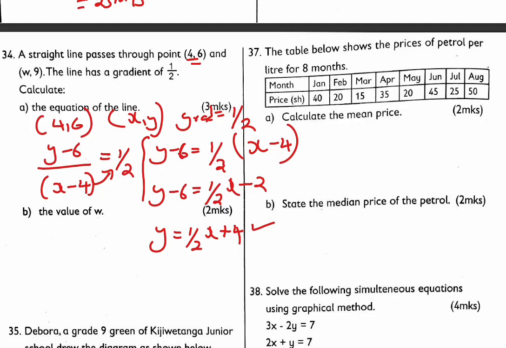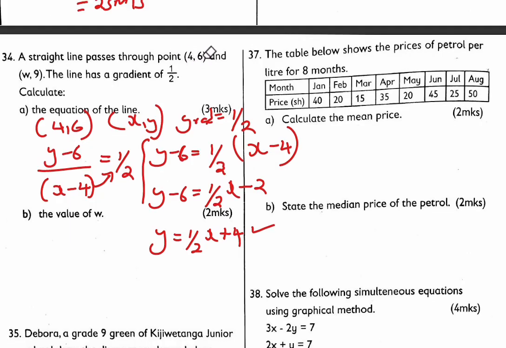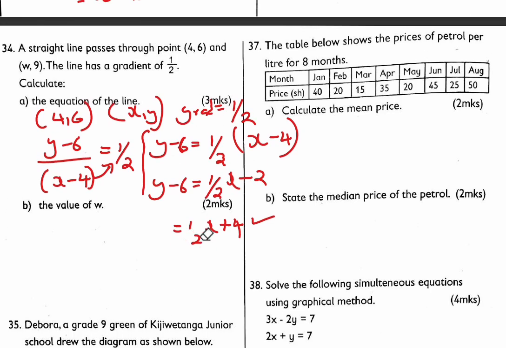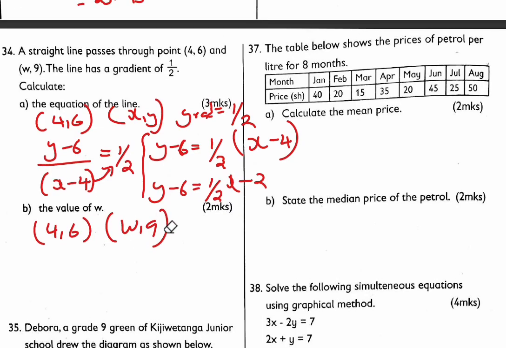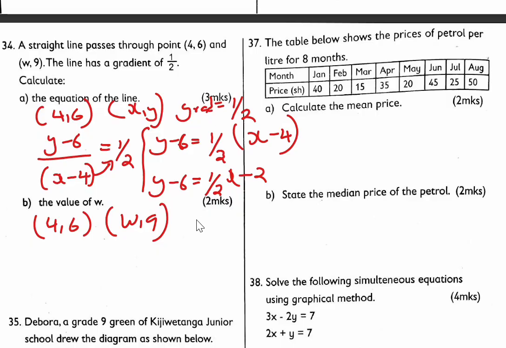Part B, the value of W. Remember here we have 2 points, (4, 6) and (W, 9), and the gradient is a half. We know that gradient is change in Y over change in X, so we're going to work out the gradient and get the value of W. So the points are here: (4, 6), another point (W, 9), and the gradient is a half. Don't forget that the gradient is a half.